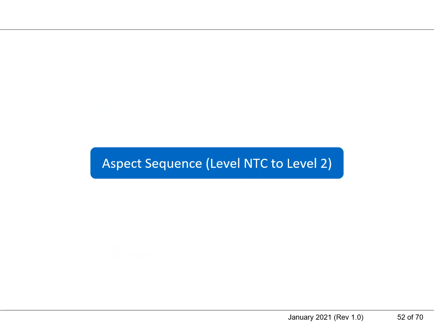The next section of this module will explain the aspect sequence that the train driver will observe when approaching the level NTC to level 2 transition border.